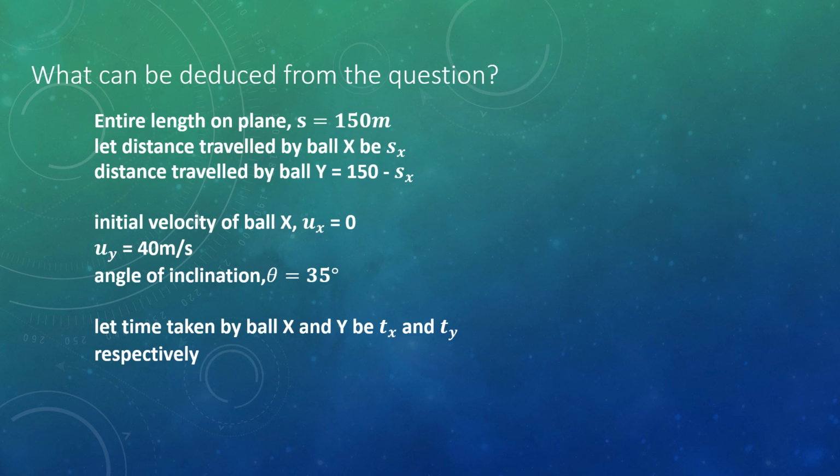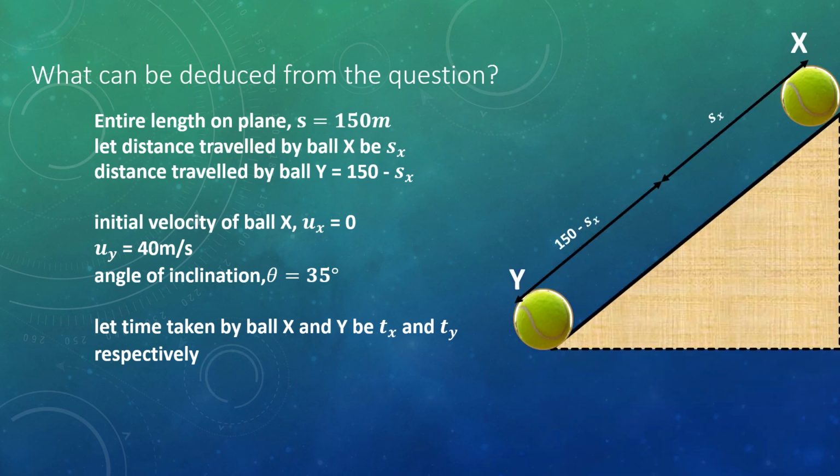Let's visualize it. So this is it. Ball X, ball Y. From here to here is 150 meters. This is our axis which we mentioned here, and the angle here is 35 degrees. Let's move on, so we'll be using this.